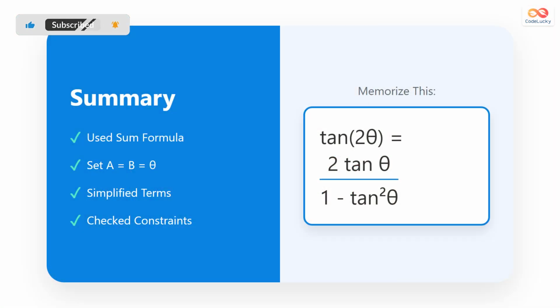To summarize, we derived the double angle formula for tangent by using the sum identity and setting both angles to theta. Remember this formula: tangent 2 theta equals 2 tan theta over 1 minus tan squared theta. It is a vital tool for solving more complex trigonometric equations.